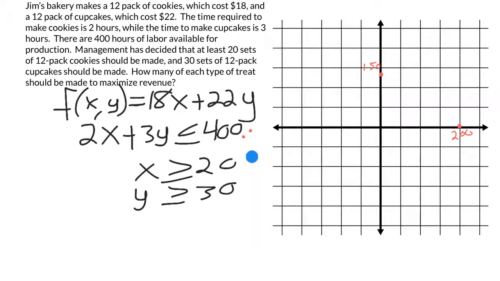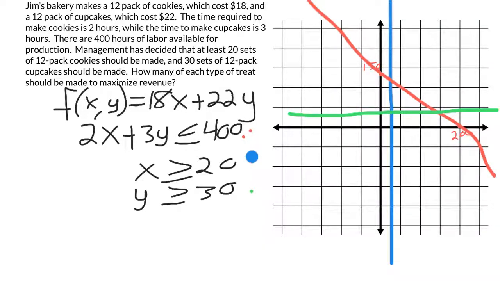x is greater than or equal to 20, which on our scale, if we're going by 50s, is approximately this vertical line right here. Oh, I forgot to draw a red line, didn't I? I should do that too. We got 2 dots, so we can draw a line between them. And then we have y is greater than or equal to 30. So we have to find where y equals 30 and draw a line across there. So y equals 30, that's approximately right here.